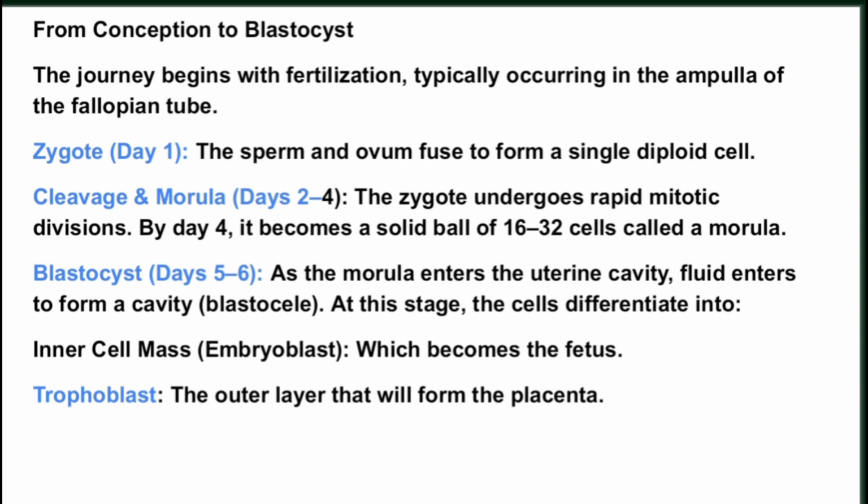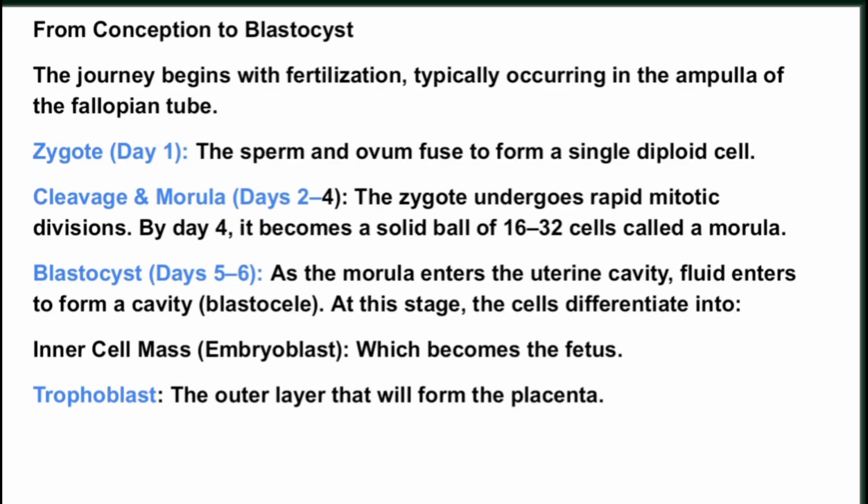Remember that the journey begins with fertilization, which occurs in the ampulla of the fallopian tube. So at day 1, the sperm and the ovum meet to form a single diploid cell, and at day 2, the zygote undergoes rapid mitotic changes, and by day 4, it becomes a solid ball of 16 to 32 cells called the morula, and the blastocyst is formed at day 5 to day 6. As the morula enters the uterine cavity, fluid forms a cavity called the blastocyst.